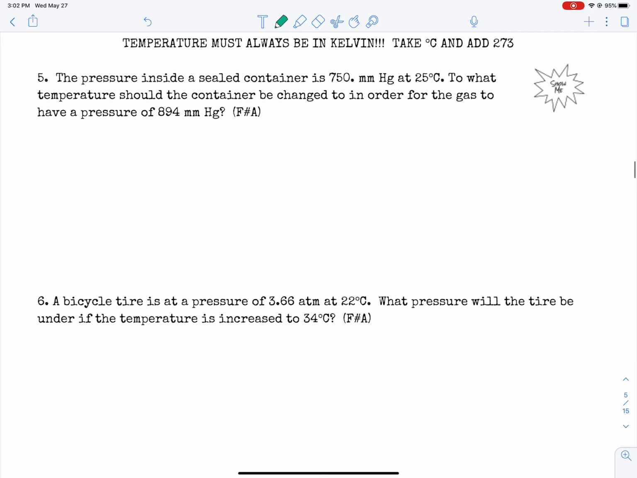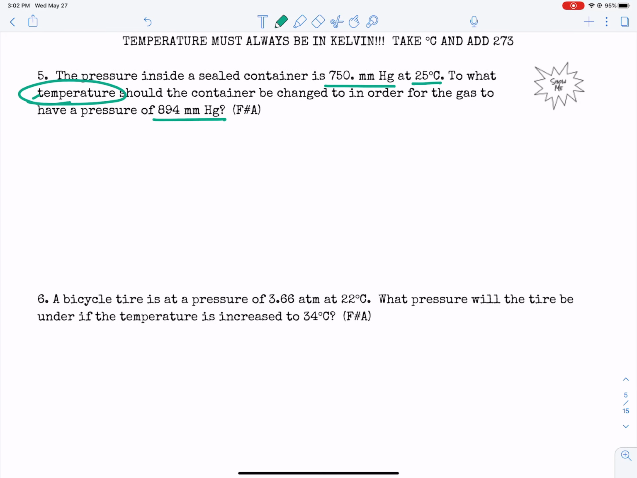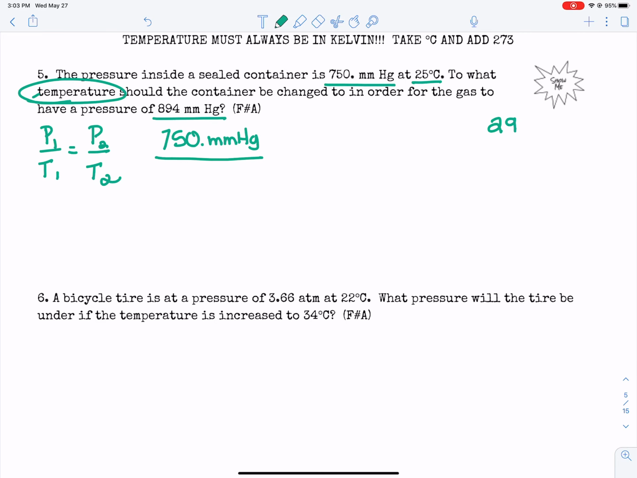So the pressure inside the sealed container is 750 millimeters of mercury at 25 degrees Celsius. To what temperature should the container be changed in order for the gas to have a pressure of 894 millimeters of mercury? So formula, P1 over T1 equals P2 over T2. The original pressure is 750 millimeters of mercury. The original temperature, so that is 25 plus 273 or 298 Kelvin.